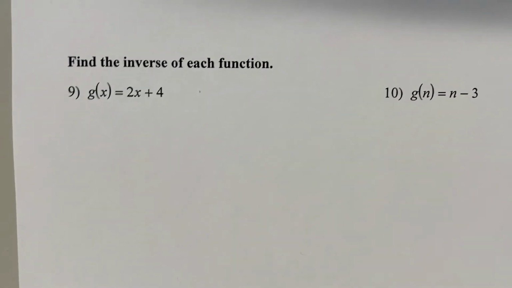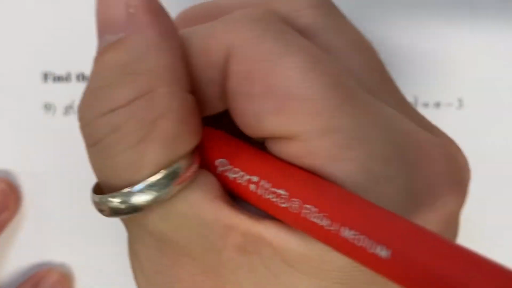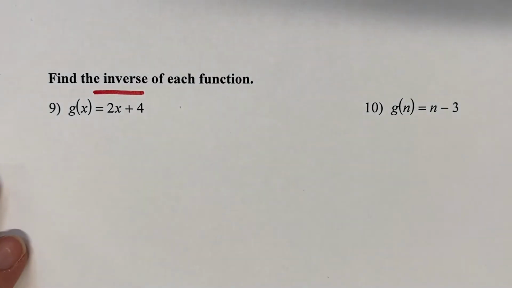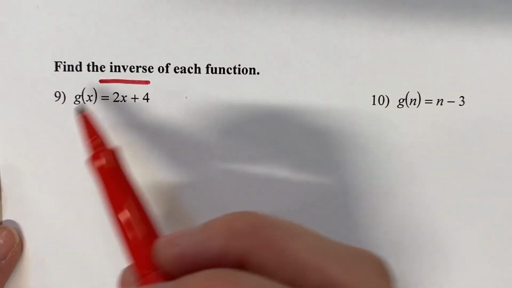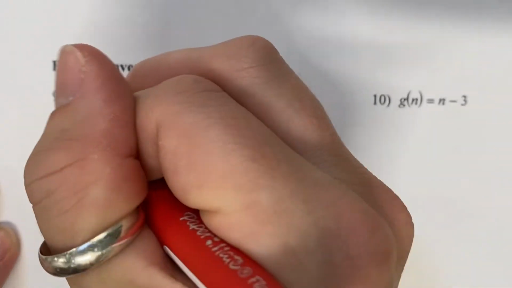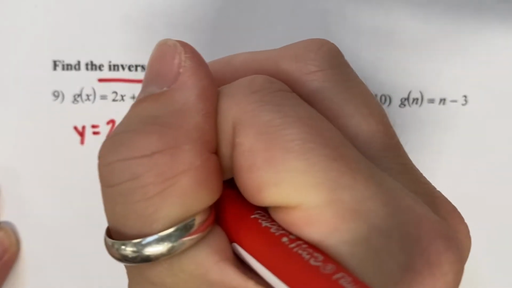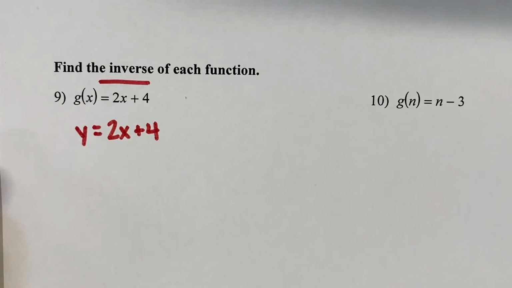So our last two examples, we are going to find the inverse of each function. Okay, now the first step to finding the inverse, if you remember, just rewrite this g of x, f of x, whatever it is on this side as y. Okay, y equals 2x plus 4.